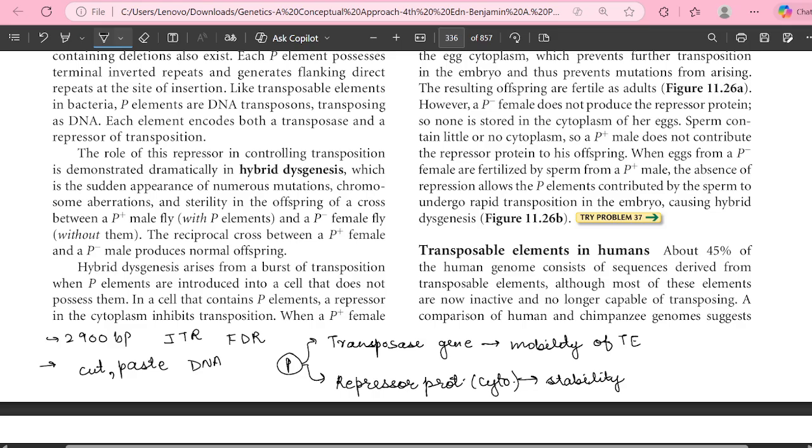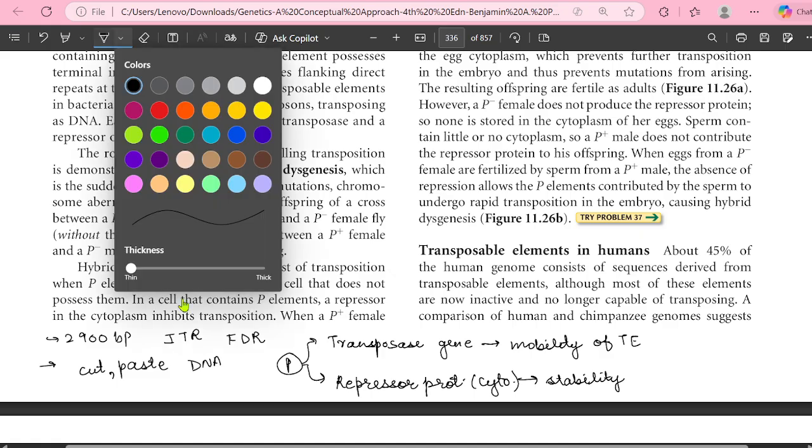So what I have told up till now is that this P element in Drosophila is actually a P gene which codes for two further subgenes, one of them being the transposase gene and one of them being the repressor gene. Now the transposase gene in the P element will code for the transposase enzyme, which will help in the mobility of the transposable element, while the repressor gene in the P element will code for the repressor protein, and this repressor protein will move out into the cytoplasm and later it will help in achieving the stability of the transposable elements by decreasing their mobility.